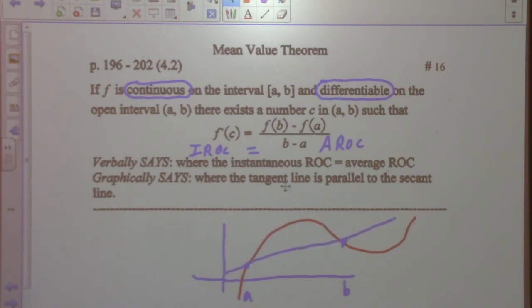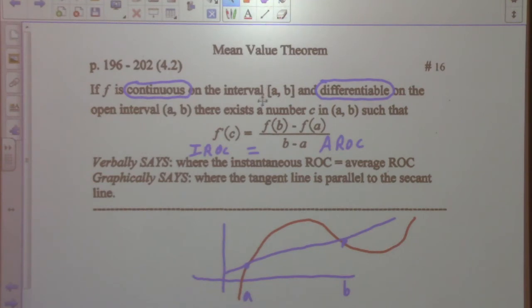But you can see that this is a smooth curve in between. It's differentiable, no holes, also no sharp corners or anything like that. No vertical tangent lines, nothing that's a break, nothing that would disqualify. And so that would happen. So that's the mean value theorem.